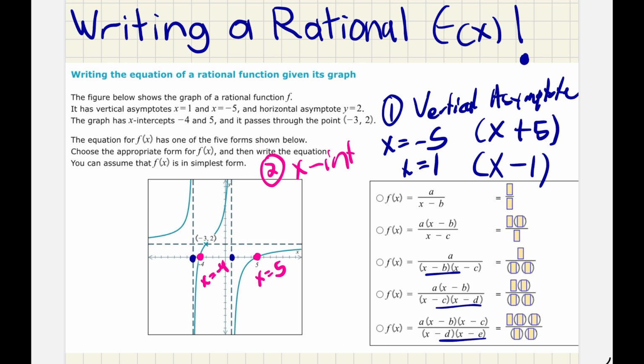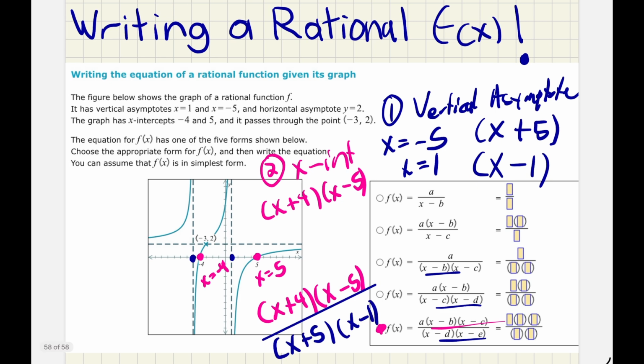And again, to be super sure, I write the parentheses with the opposite sign. So this is going to be the numerator. So we know it's going to be the last one. Let's start writing the function. After that, it's always the last step. It's always denominator, numerator, and step 3 is find a.